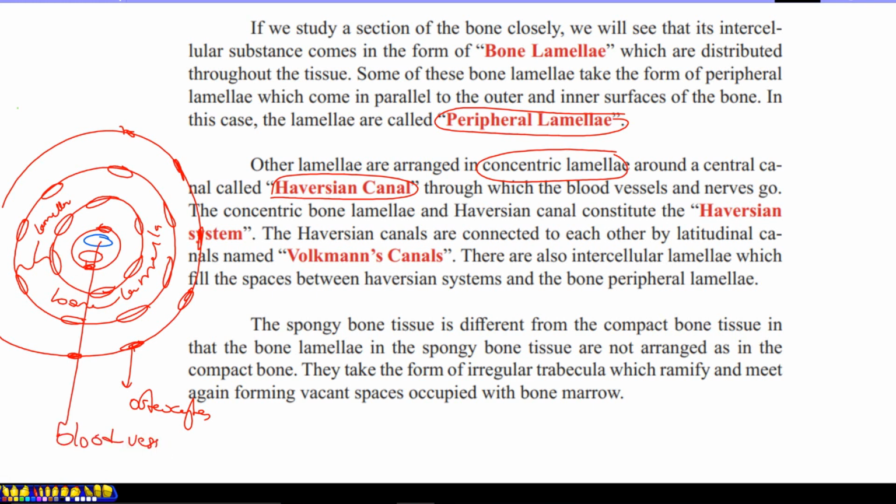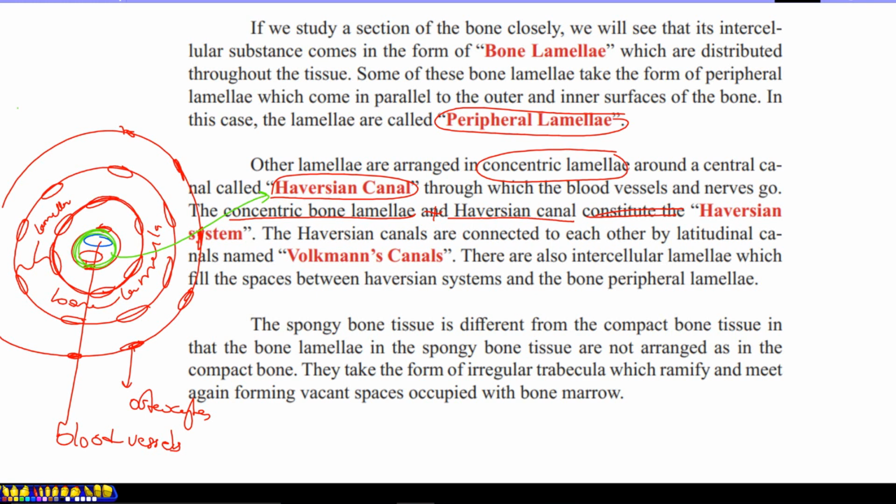This canal contains those blood vessels, and we call it the Haversian canal, through which the blood vessels and nerves go. The concentric bone lamella are the lamella which form complete circles located around the Haversian canals. So the concentric bone lamella plus the Haversian canal constitute the Haversian system.